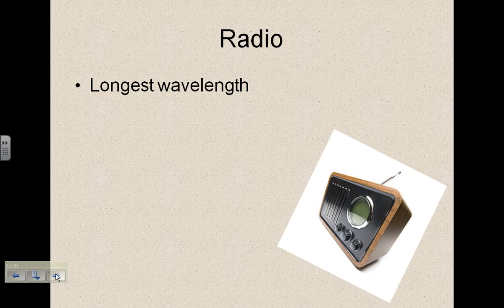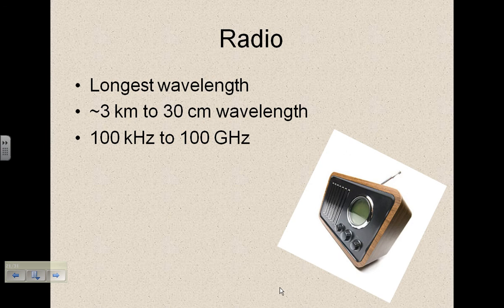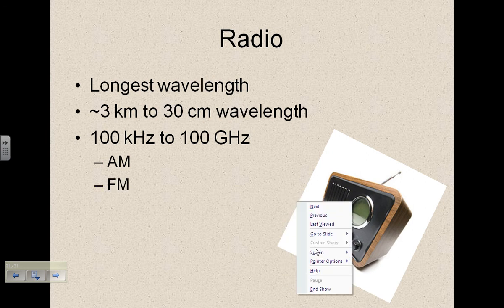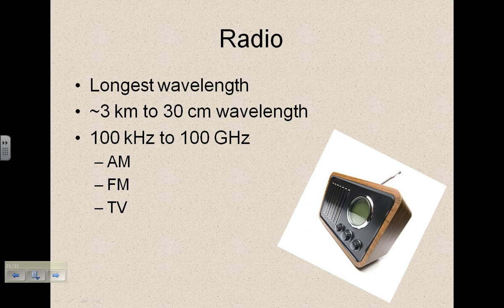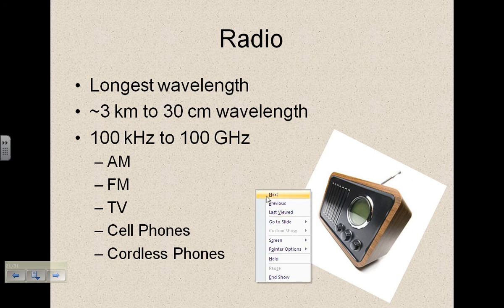So radio waves, a little bit about them. They're the longest wavelength. They vary from about 3 kilometers to 30 centimeters in length, from 100 kilohertz to 100 gigahertz. And you can have AM, FM, you also know it as TV. Remember, AM are kilohertz, and FM are always megahertz. Cell phones can also use radio waves. Cordless phones also use radio waves, and you can find that information if you look at your device.